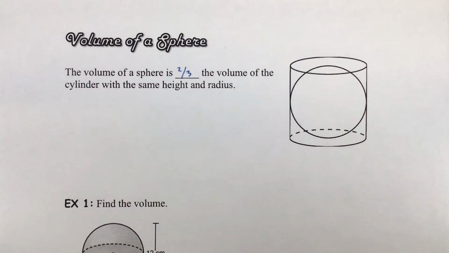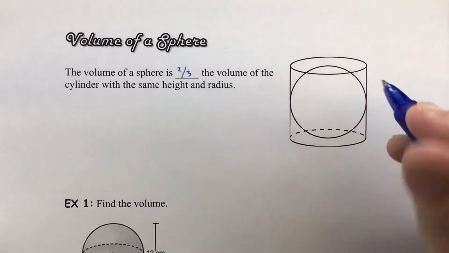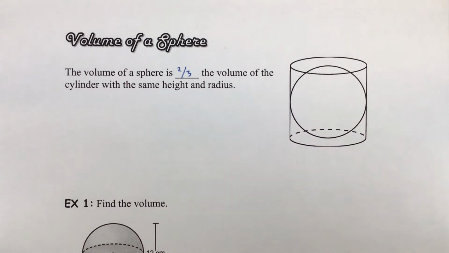In other words, we were comparing a sphere to the perfectly designed container that would be a cylinder. Okay, the height of that cylinder is going to be the same height as the sphere. The width of it is going to be the same width as the sphere. And it ends up that the sphere is going to take up 2/3 of the volume of that cylinder. So from there, I can develop the formula.